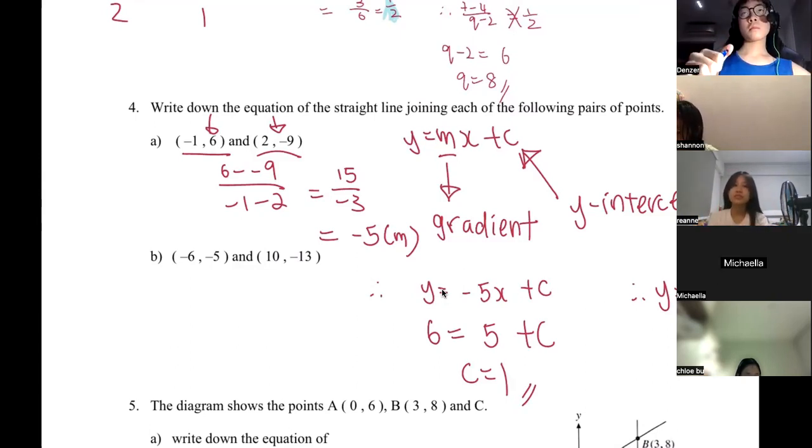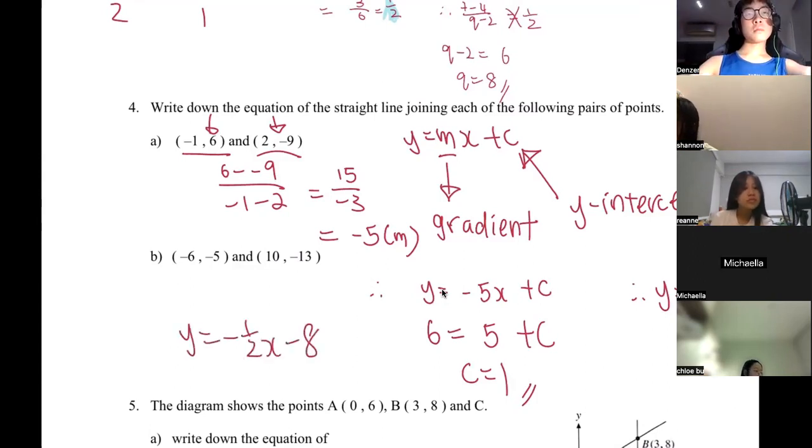All right, then the second one, very good job. It's y equals to minus half x minus 8. So still 2-1, and you have one last question.